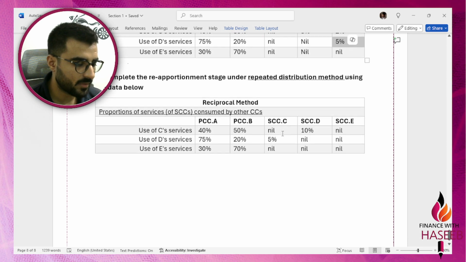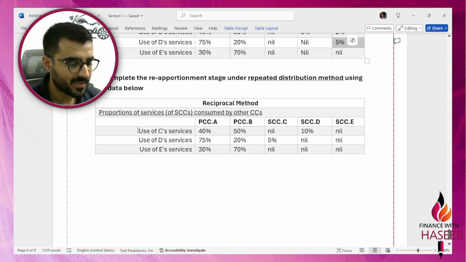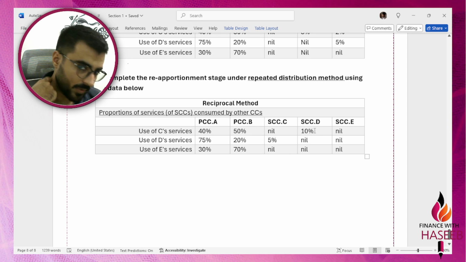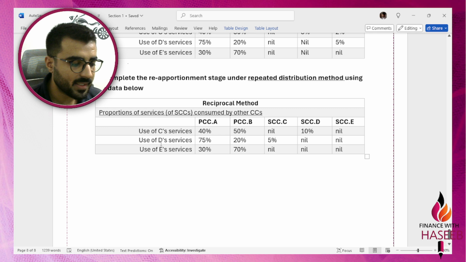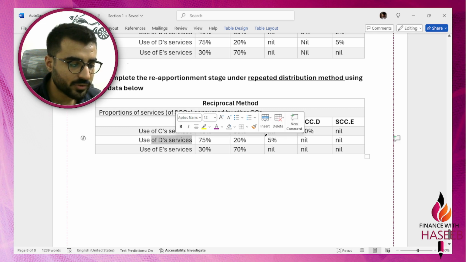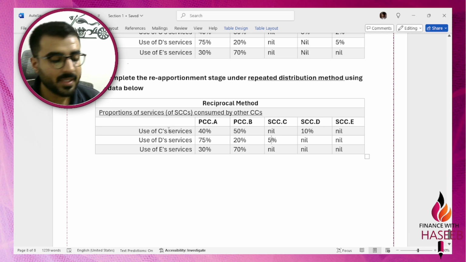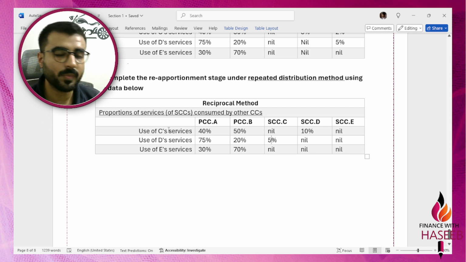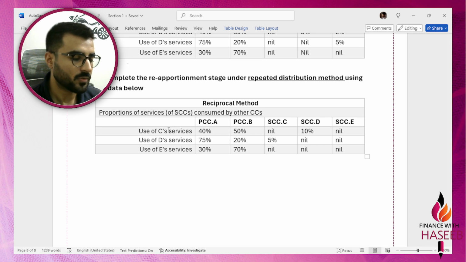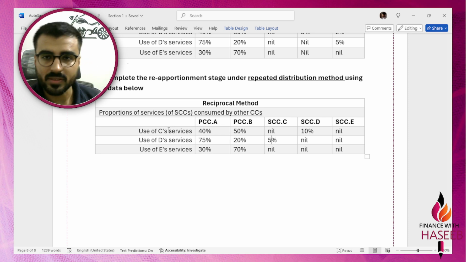So let's check for the reciprocity. Service cost center C services are 40% used by production cost center A, 50% used by production cost center B, and 10% are used by service cost center D. Let's check D's data. These services are also used by C. So there is reciprocity happening here. C services are consumed by service cost center D, and D's services are consumed by service cost center C. So that is why we are using the repeated distribution method.